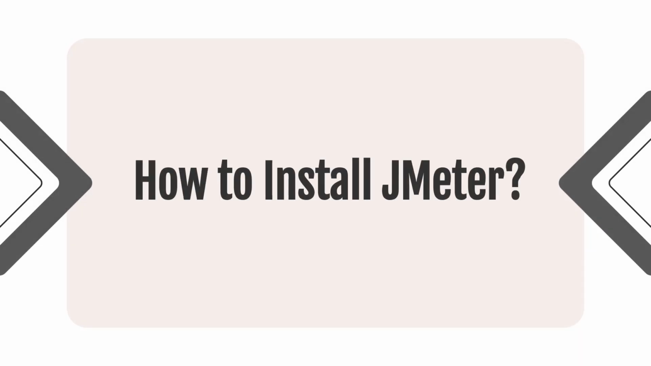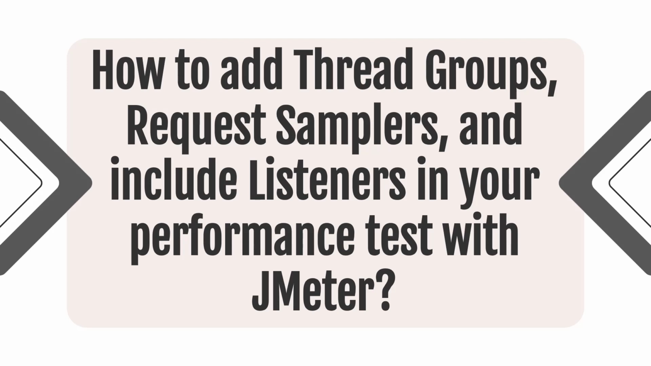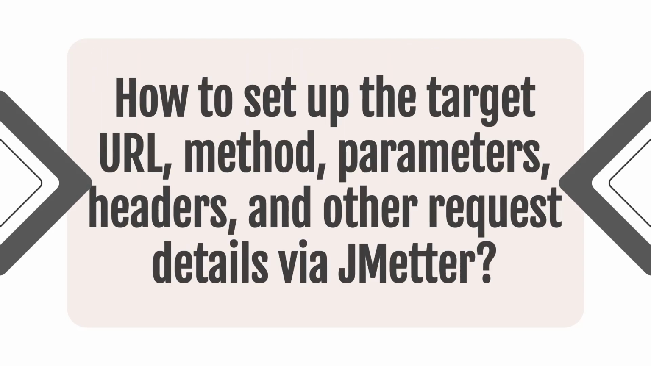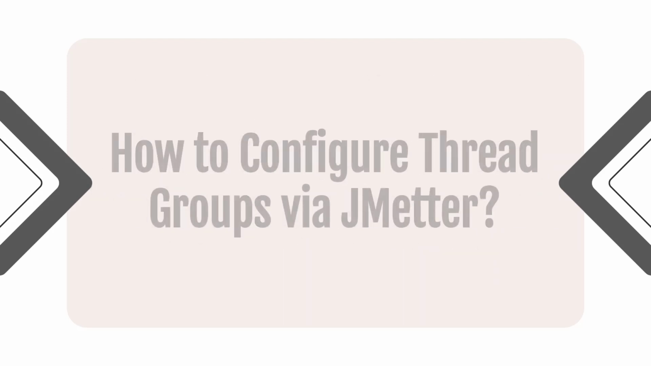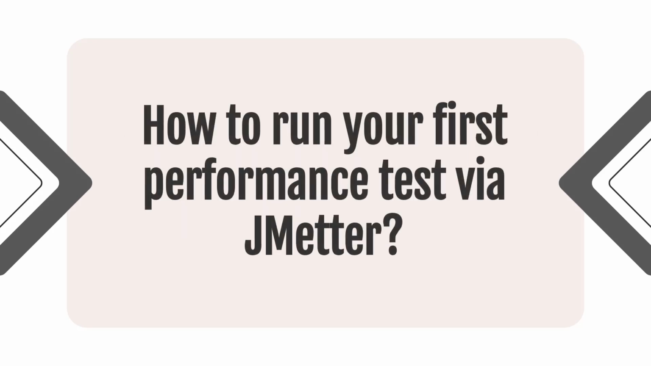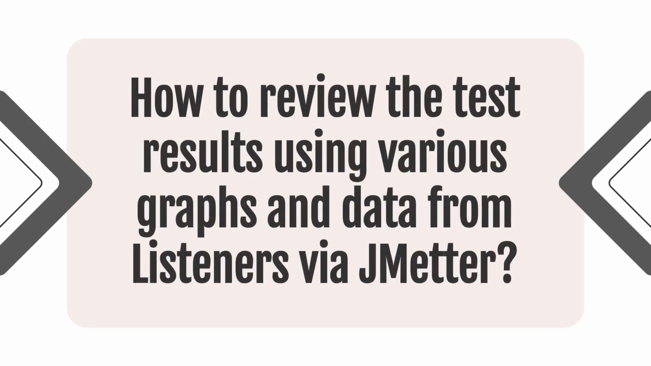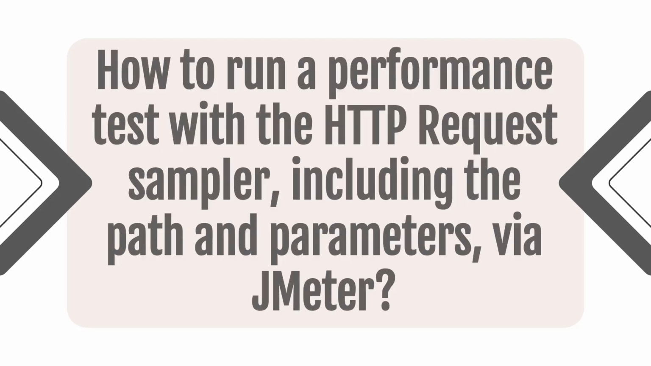That is, how to install JMeter, how to create a basic test plan to run your first performance test via JMeter, how to add thread groups, request samplers, and include listeners in your performance test, how to configure the target URL, method, parameters, headers, and other request details, how to configure thread groups, how to run your first performance test, how to review the test results using various graphs and data from listeners, how to run a performance test with the HTTP request sampler, including the path and parameters via JMeter.